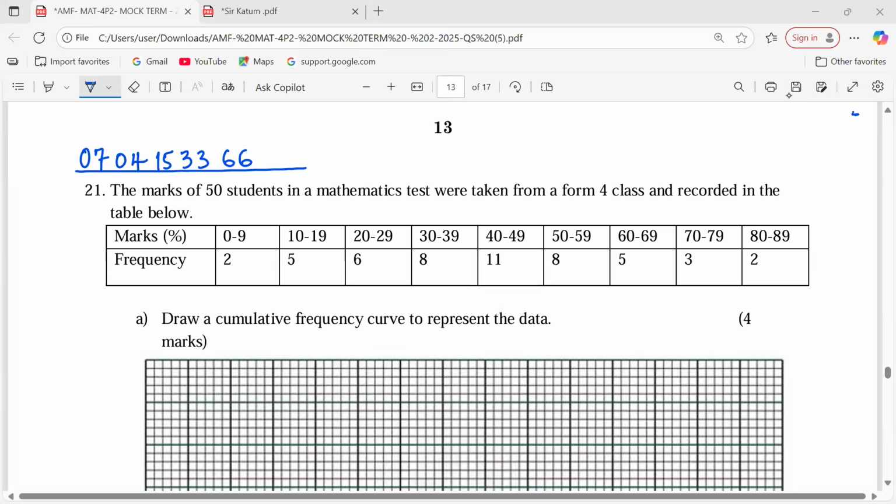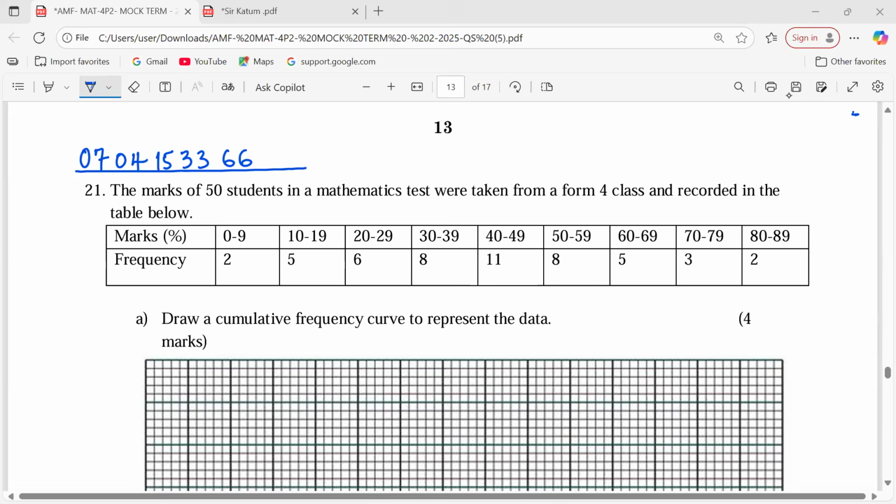Thank you so much for joining this lesson. Today we'll be discussing the Ogive. The Ogive is also called the cumulative frequency curve. This is on Statistics 2, Mathematics Paper 2.